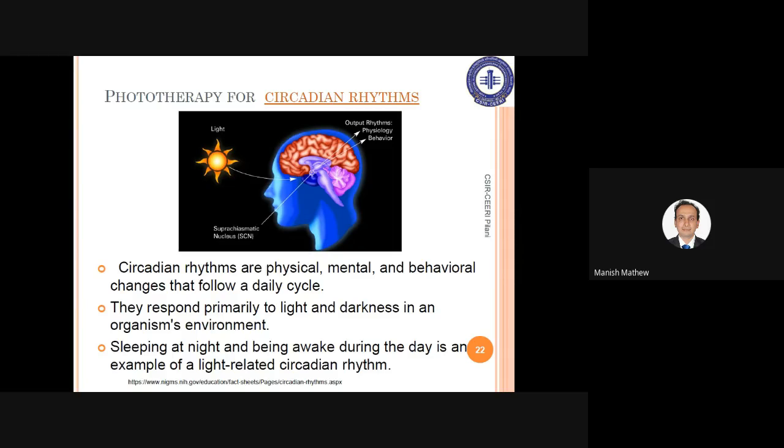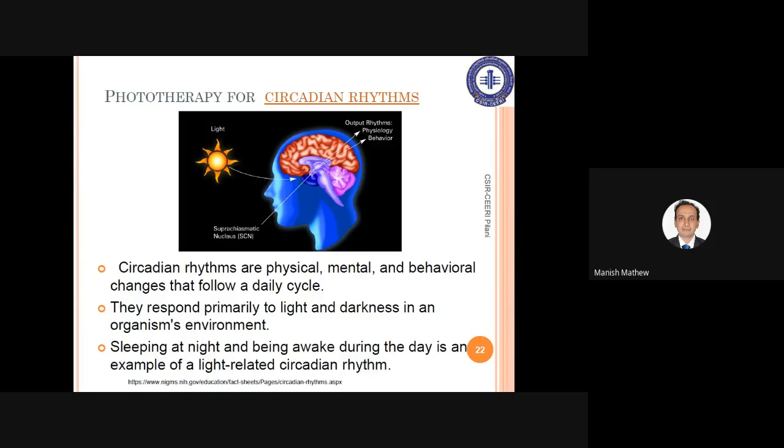So even one of the main symptoms of circadian rhythm disruption, sleeping at night and being awake during the day, is an example of light-related circadian rhythm. So what happens is in the night you are not able to sleep, and it usually happens to most of the people who are having stress and all that.